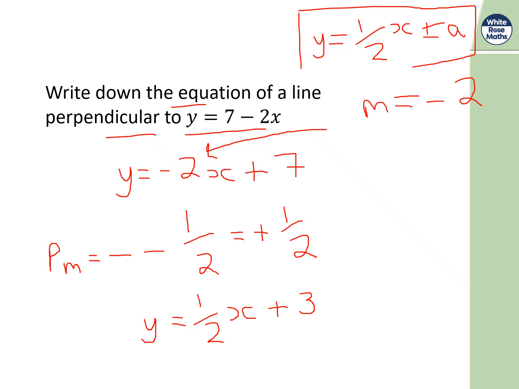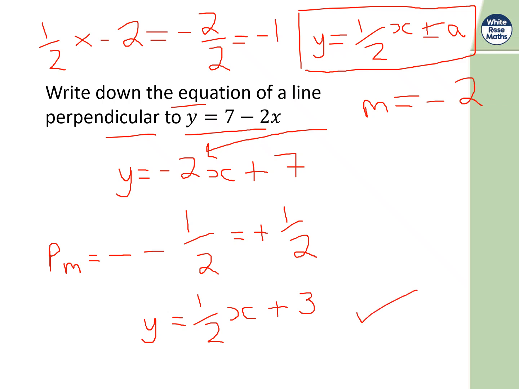So remember, it's the negative reciprocal. If you're unsure, check. Does it multiply to make minus 1? So does a half times minus 2 make minus 1? Well, yes, it does, because it makes minus 2 halves, or minus 2/2, which is minus 1, or negative 1. So yes, my answer is correct. A can even be 0, so you can just have y equals a half x.